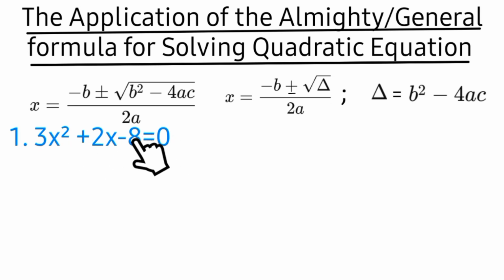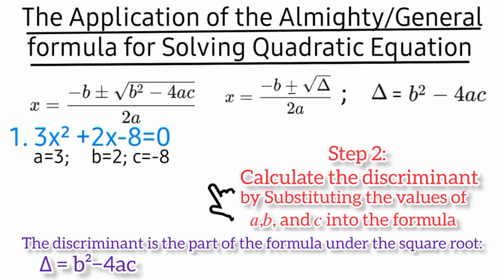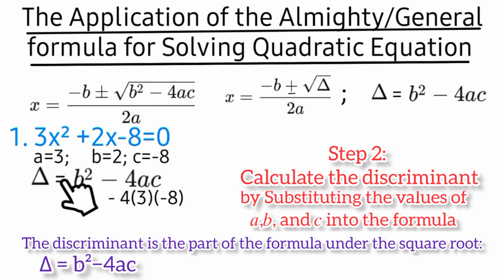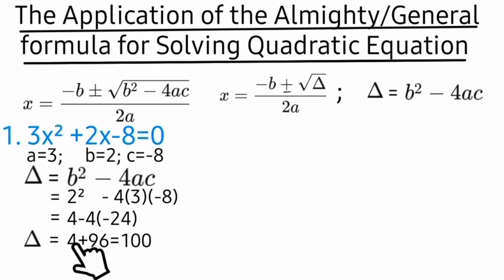Now let's start with question number 1. First is to identify a, b, and c. So here a is equal to 3, b is equal to 2, and c is equal to minus 8. Next is to calculate the discriminant by substituting the values of a, b, and c into the formula. So our discriminant equals b squared, and the value of b is 2, so 2 squared, minus 4 times a. Our a value is 3, then times c, and our c value is minus 8. 2 squared gives 4 because 2 times 2 is 4, minus 4 times 3 times minus 8 gives minus 24. So we have 4, minus times minus gives plus, 4 times 24 gives 96. 4 plus 96 gives 100.